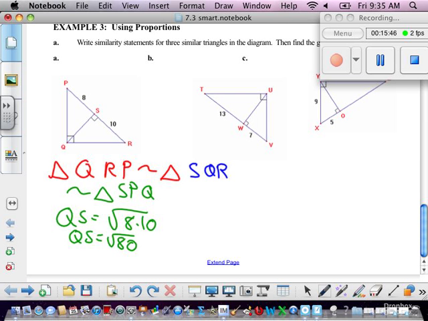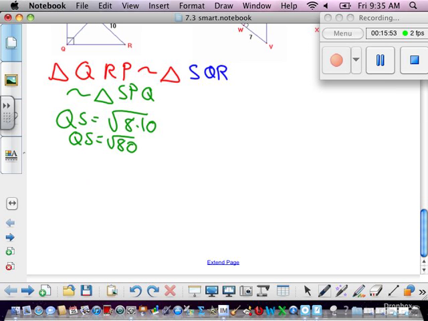Okay, let's try to do this one in radical form. So do we remember our perfect squares? Should I write them on the board? I'm going to write them right here on the board real quick. I know you said no, but I think it'll help some people. So we've got 1, 4, 9, 16, 25, 36, 49, 64, 81, 100, 121, 144, 169, 196, and 225.